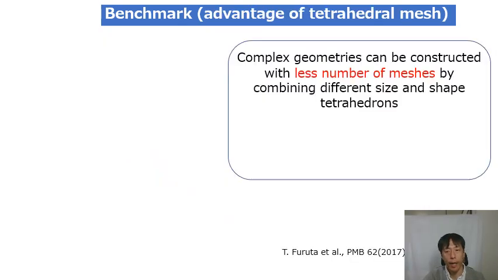In the previous slide, I explained the computational cost for tetrahedral mesh is as good as voxel mesh. But there is an advantage for tetrahedral mesh. That is, complex geometries can be constructed with fewer meshes by combining different sizes and shapes of tetrahedrons.